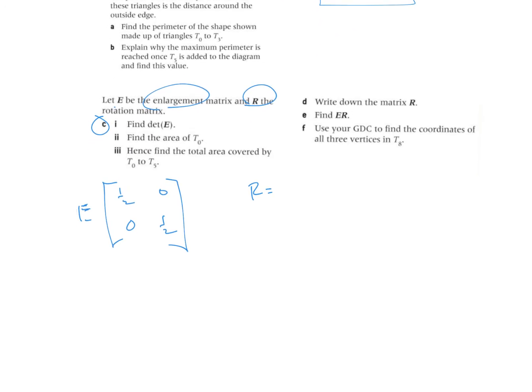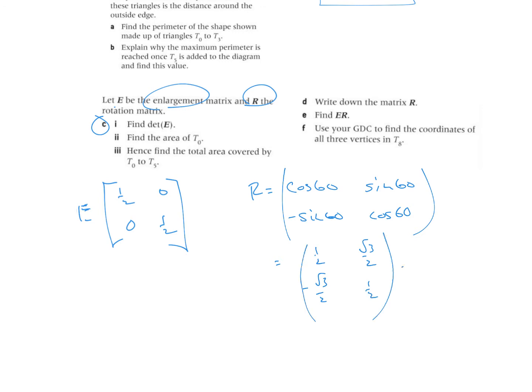So looking at my formula booklet, I know that it's going to be cosine 60, positive sine of 60, negative sine of 60, and cosine of 60. And if I simplify this, I get 1/2, root 3 over 2, negative root 3 over 2, and 1/2. If you do these in decimals, which is totally fine, you will get these decimals either way. Okay, so now we have E and R. Oh, I guess this is part D here.